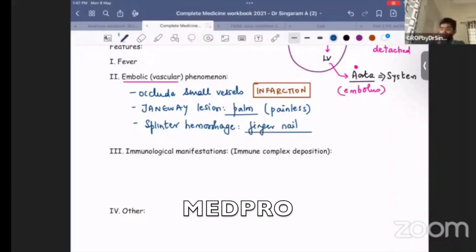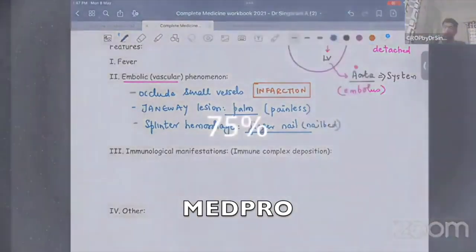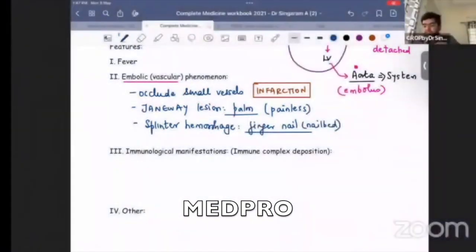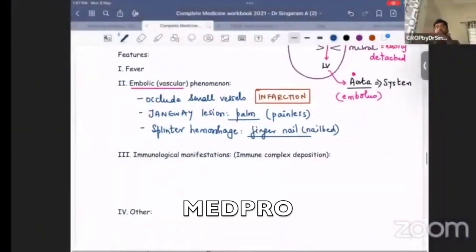Something like the fingernail or the nail bed area. Actually, we call it the nail bed area. If you see through the nails, you can see some small red spots like that. These are the hemorrhages. So these are all the embolic or vascular phenomena which occur.